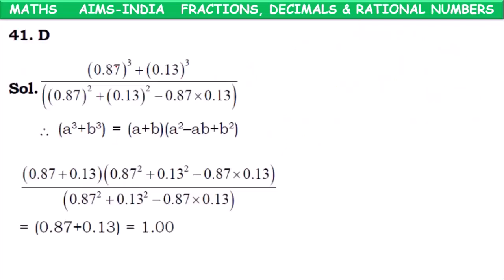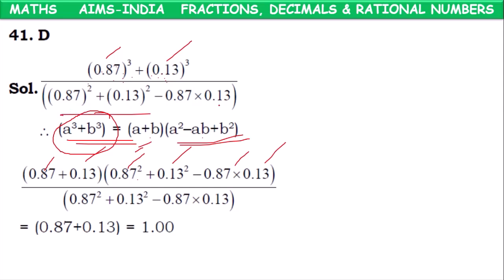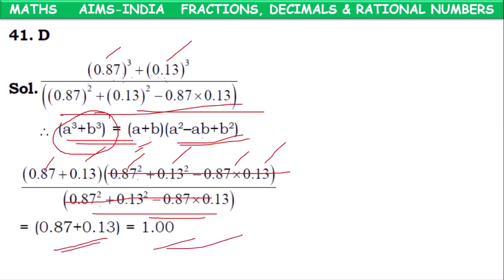So, it is in the form of a cube plus b cube in the numerator, which can be written according to the formula a plus b into a square minus ab plus b square. So, a plus b is 0.87 plus 0.13, times a square plus b square minus ab. The denominator is the same as it is, so this part is the same. We can cancel them because they are the same value. 0.87 plus 0.13, if we add, is 1.00.